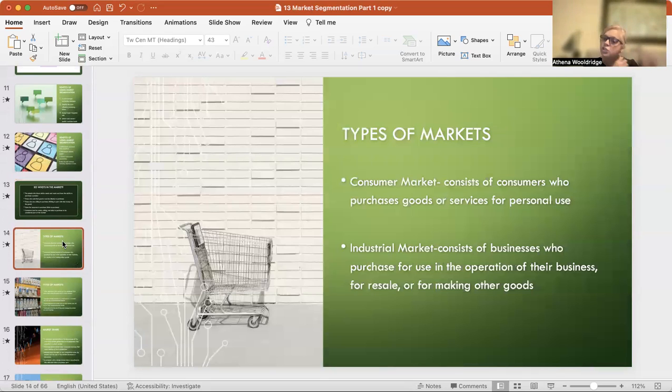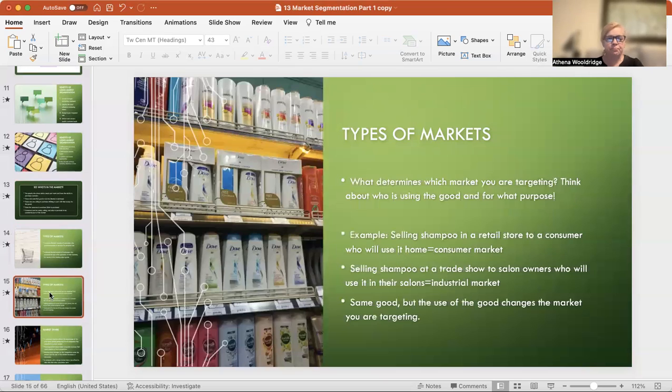Types of markets. There's the consumer market. These are consumers who purchase goods and services for personal use. And then there's the industrial market, the business market. And these are businesses who purchase these things for a business objective. They are not consumer type use. Okay.